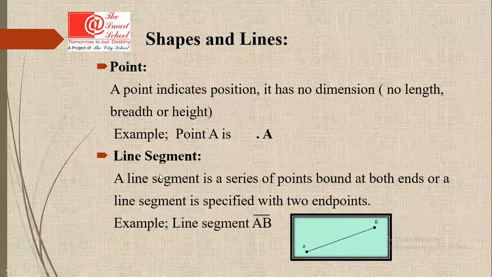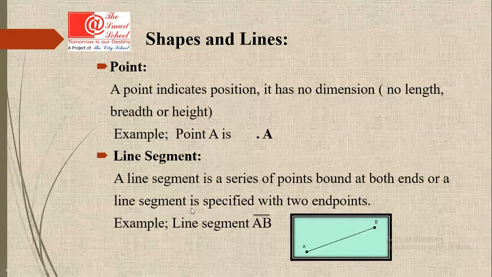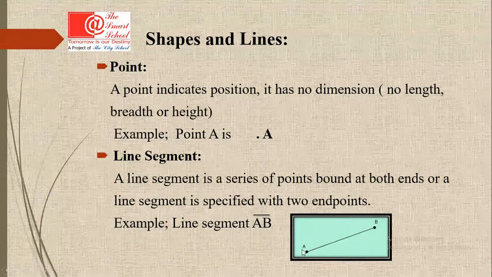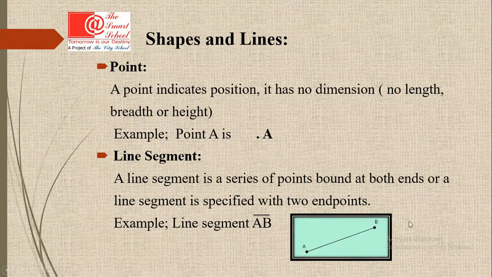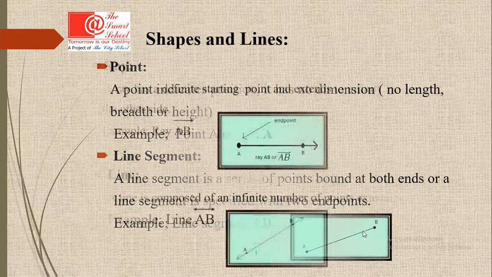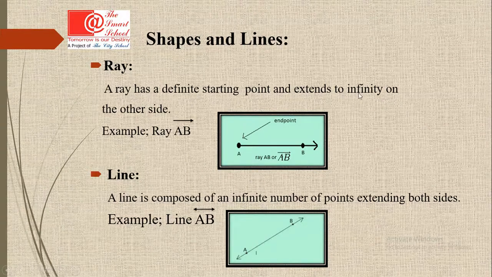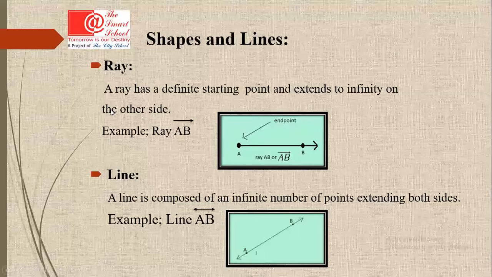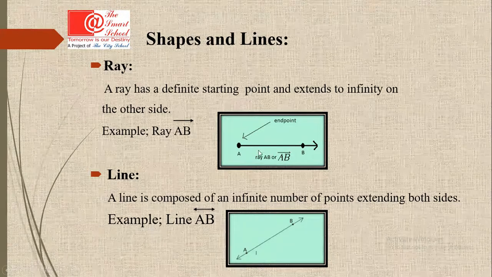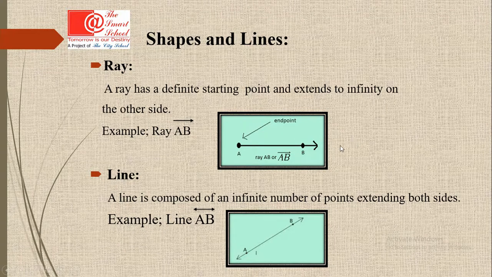Line segment. A line segment is a series of points bound at both ends, or a line segment is specified with two endpoints. Like this is an example of a line segment, line AB, and it has two endpoints A and B. Ray. A ray has a definite starting point and extends to infinity on the other side. Like this is the starting point and it never ends. Like this arrow shows that it is going and going and going on.